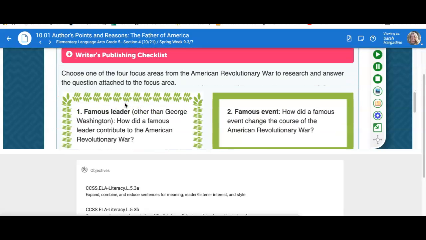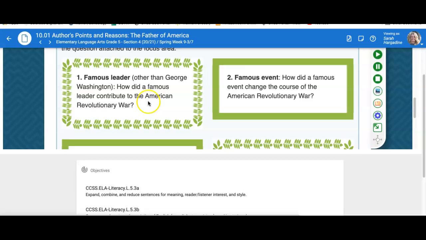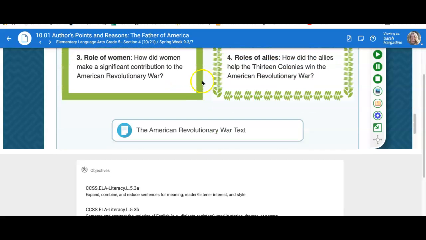So you're going to pick one of these prompts, and each body paragraph will go back to, for example, how did a famous leader contribute to the American War? So if you pick someone, you're constantly going to link it back to answering that question for your reader. If your information doesn't answer that question, it's probably a bit of a tangent. Okay, same thing. How did a famous event change the course of the American Revolutionary War? Well, you're going to have 3 different body paragraphs that answer this question, or this question, or this question.